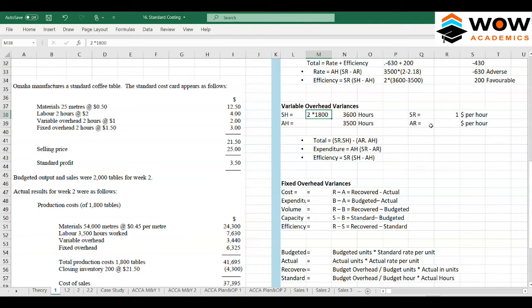What is the actual rate? The actual rate is 3440 divided by 3500. So we have to work it out here. So it's going to be 3440 divided by 3500. So this is a number. So let's work out everything. We need SR.